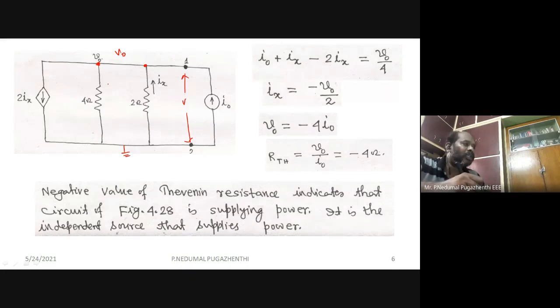So based on KCL, what can I write? The current entering the node is going to be the current leaving the node. What are the currents entering the node? I can see I naught is coming towards that node, Ix is coming towards that node, and this 2 into Ix is leaving that node. We will also consider this to be leaving. We are not provided with the current, so I will take this as V naught by 4.